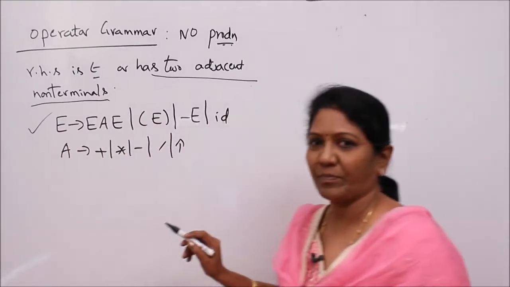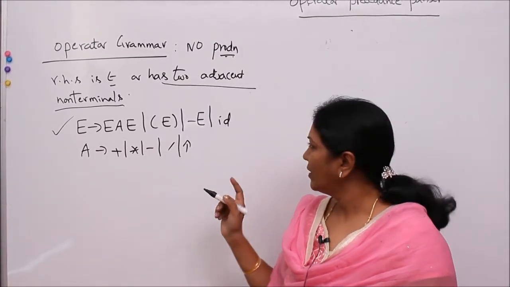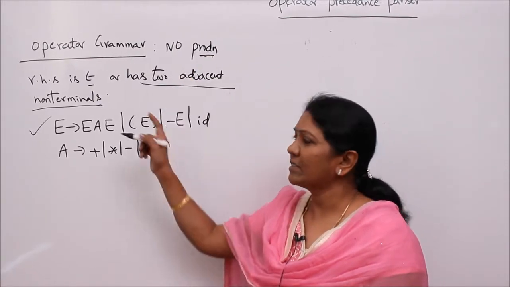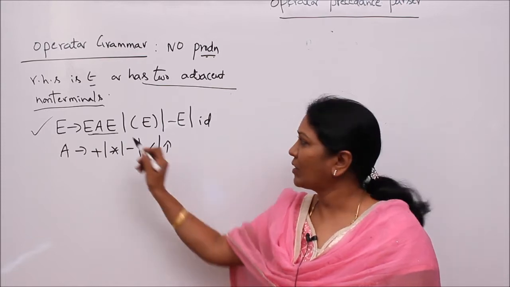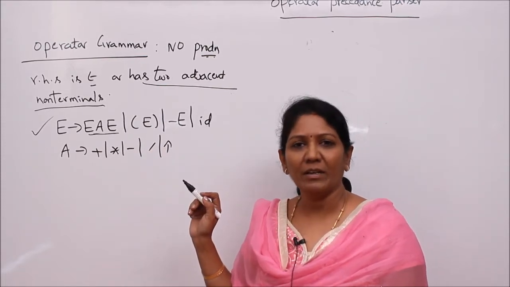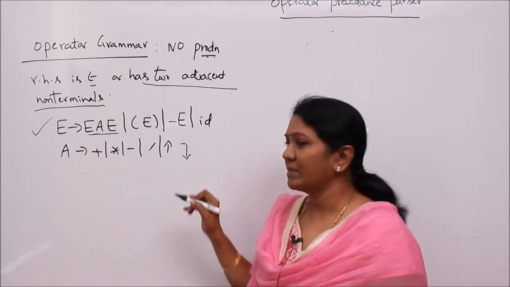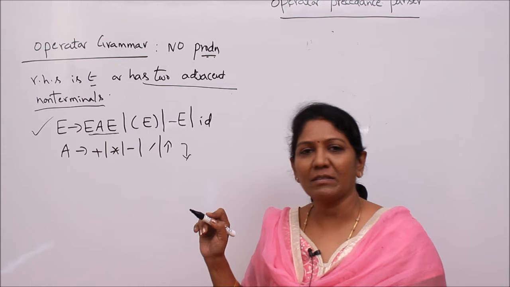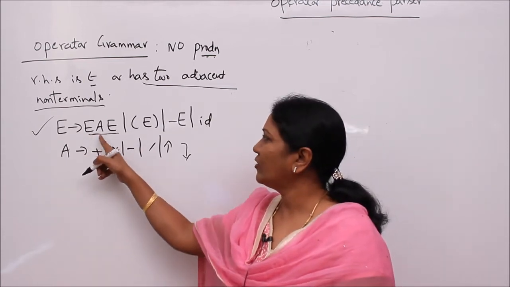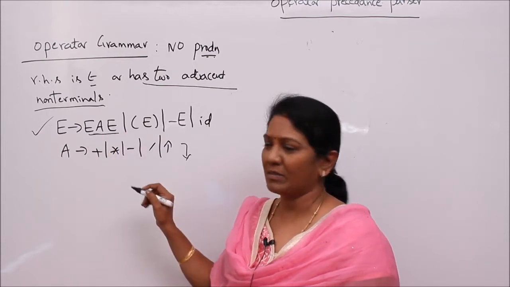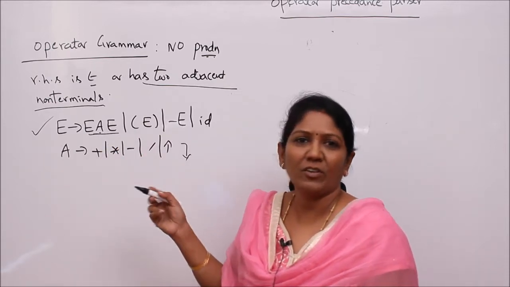A grammar where no production on the right hand side is epsilon or has two adjacent non-terminals. Look at this grammar. Is this grammar an operator grammar? No epsilon rules, so the first condition is satisfied, but adjacent non-terminals are there. Because of the adjacent non-terminals, this cannot be used for an operator precedence parser. So, to construct an operator precedence parser, the first step is to convert this into an operator grammar. How do we convert? Ensure that there are no adjacent non-terminals. For that, since A contains a set of terminals, simply substitute for A.